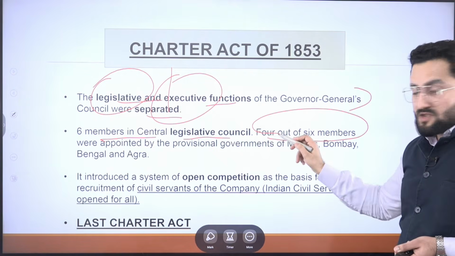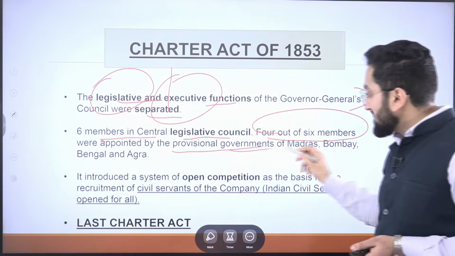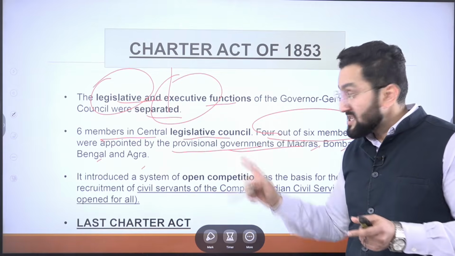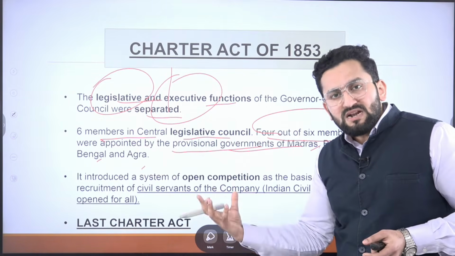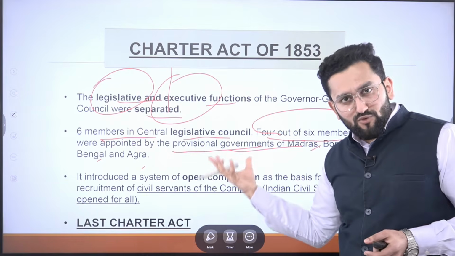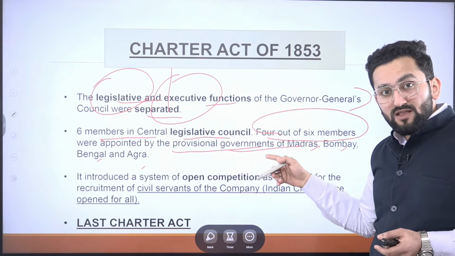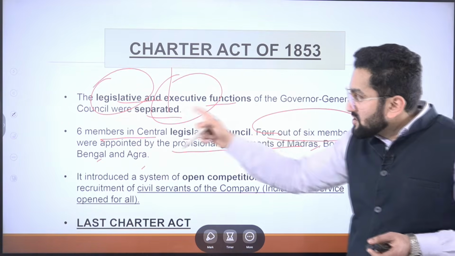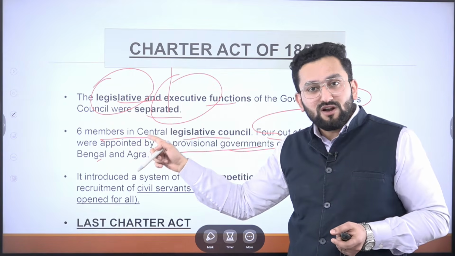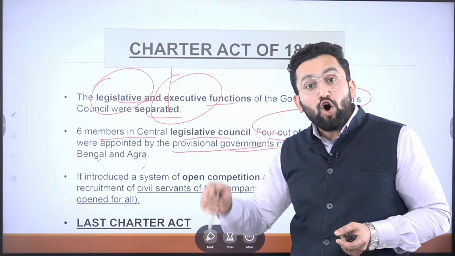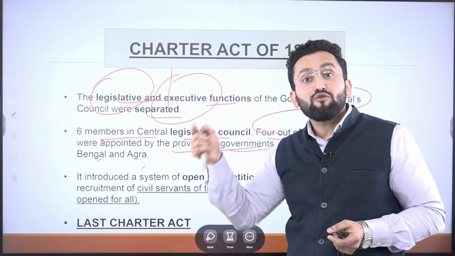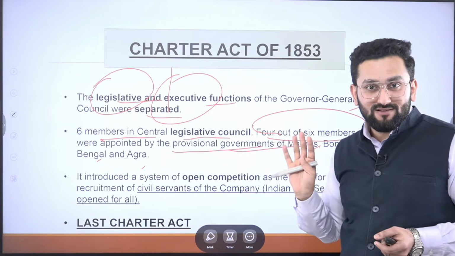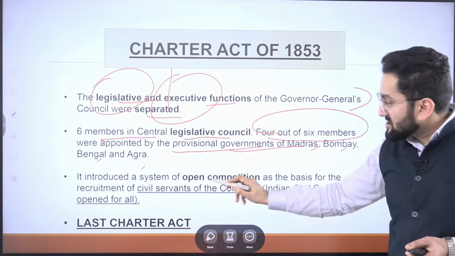4 out of 6 members were appointed by the provincial governments of Madras, Bombay, Bengal, Agra. It means the Britishers had their provincial governments, that is, government at the level of state. You can say province, right? So they have their government there. Each government had the power to send 1 member to the Legislative Council at the Governor General's level, so that when laws are made at that level, the interests of these provinces can be taken into consideration, right?